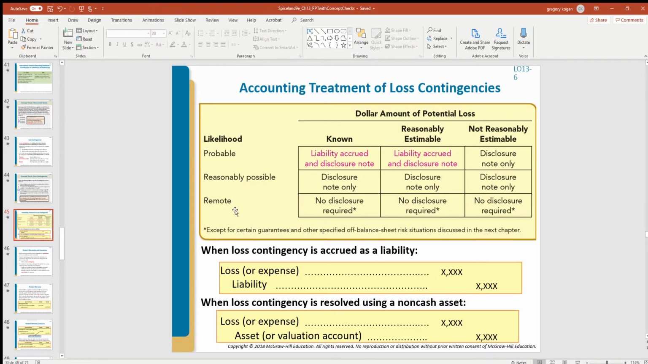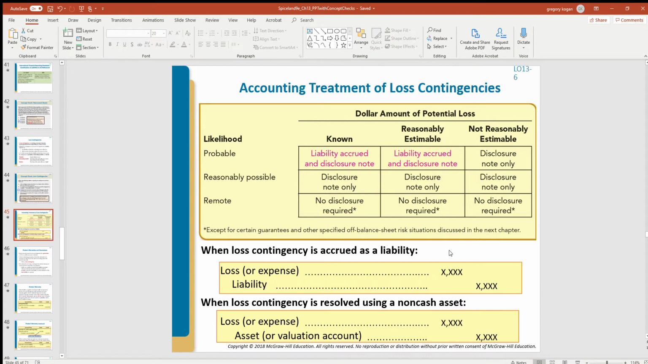These are the various disclosures that you need to know about. If the likelihood is probable and the amount is known, you accrue. If the likelihood is probable and reasonably estimable, then you accrue as well. If it's reasonably possible, then it's disclosure, notes only, and remote, no disclosure required. So it's easy. Remote, nothing. Reasonably possible, as soon as you see that, it's a note. And probable, you do accrue, but if you can't estimate it, you don't know what it is, then it's actually a disclosure note only.